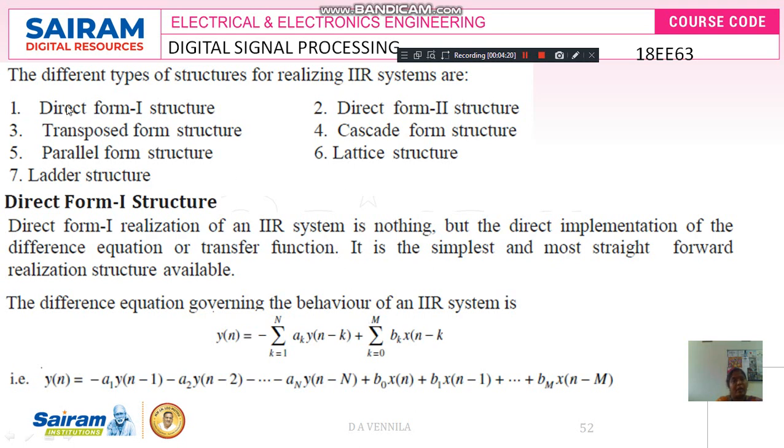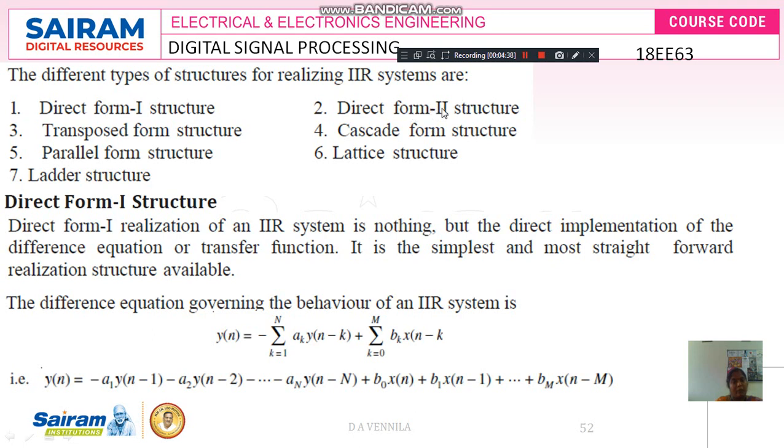For example, if you take the direct form 1 structure, it needs a larger number of delay elements to compute the problem. So we go for direct form 2, where the number of delay elements is somewhat reduced.